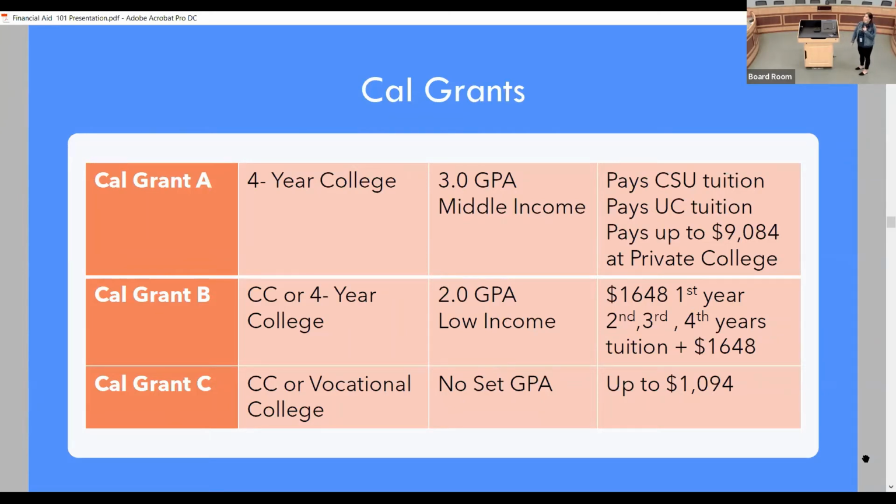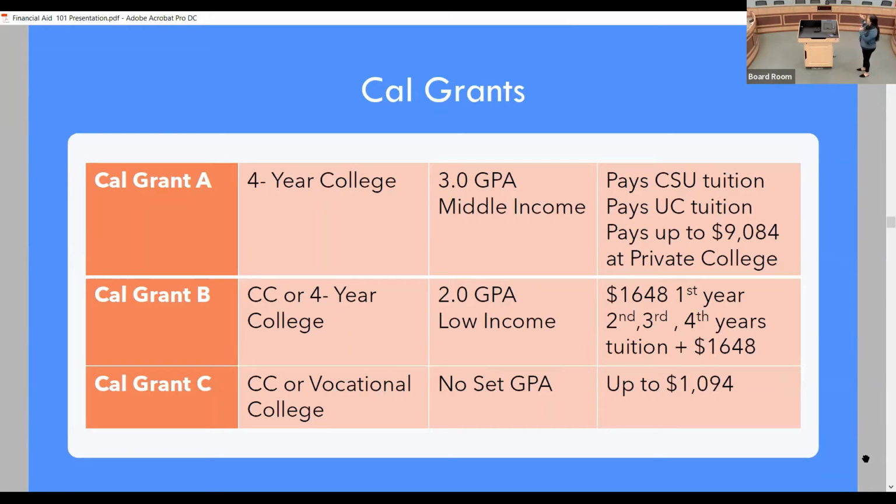Okay. Cal Grant B, look, is for a student who's headed from high school to a community college or to a four-year university, has a 2.0 or higher GPA, and is low income, okay, based on your FAFSA or your CADA. I'm going to show you some numbers in a little while, but check this one out. This one gives you tuition paid for plus an additional $1,648. So it gives you a living expense stipend.